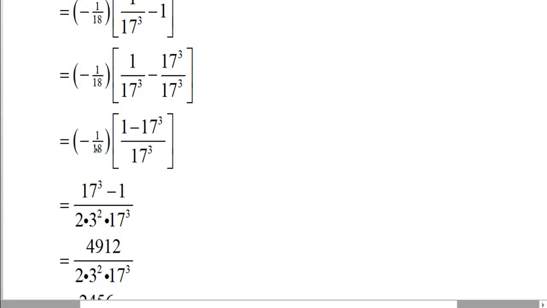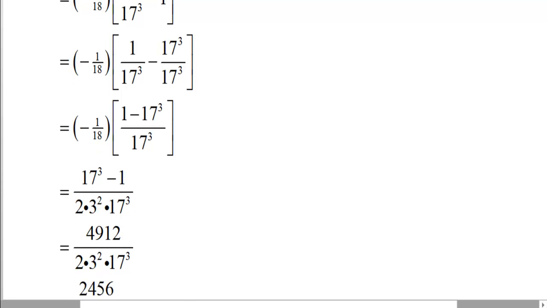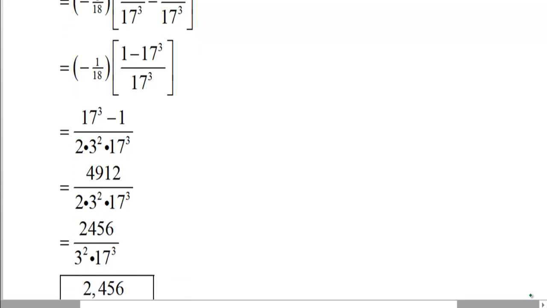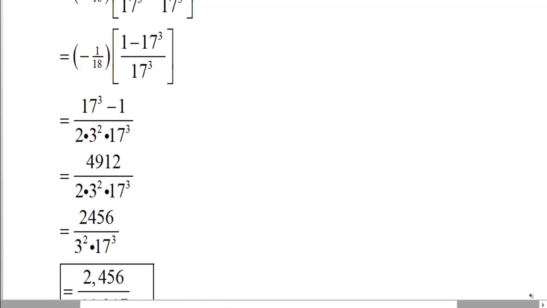The bottom is 18, which is 2 times 3 squared, so the denominator is 2 times 3 squared times 17 cubed. 17 cubed minus 1 is 4,912, which, actually, I can cancel out a 2 out of this. And this one does not have 3 or 17 as a factor. It does have some other factors, but not those two particular ones. So this fraction is reduced.